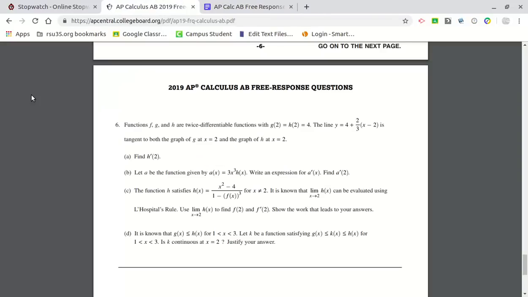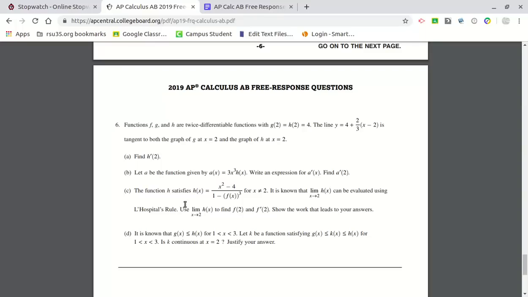6c. The function h satisfies this fraction for x not equal to 2. It is known that the limit as x approaches 2 of h of x can be evaluated using L'Hopital's rule. So the limit of this fraction can be evaluated using L'Hopital's rule. Use that limit to find f of 2 and f prime of 2.